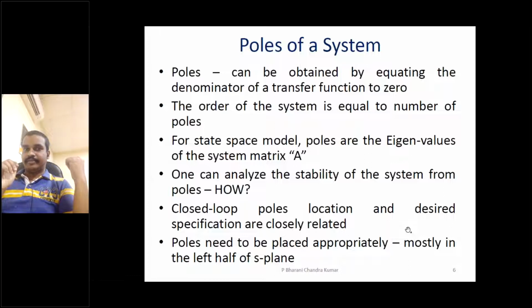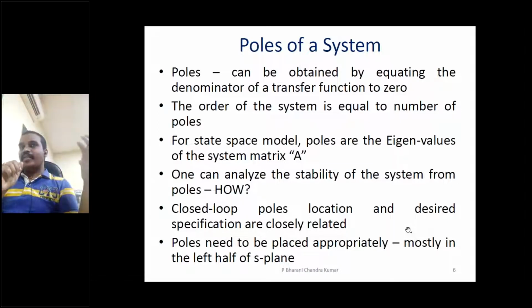Is it clear? Yes, sir. So after that, when we find the DC gain and all, we only retain the dominant pole. We just remove the insignificant pole. So what is the relevance of that?